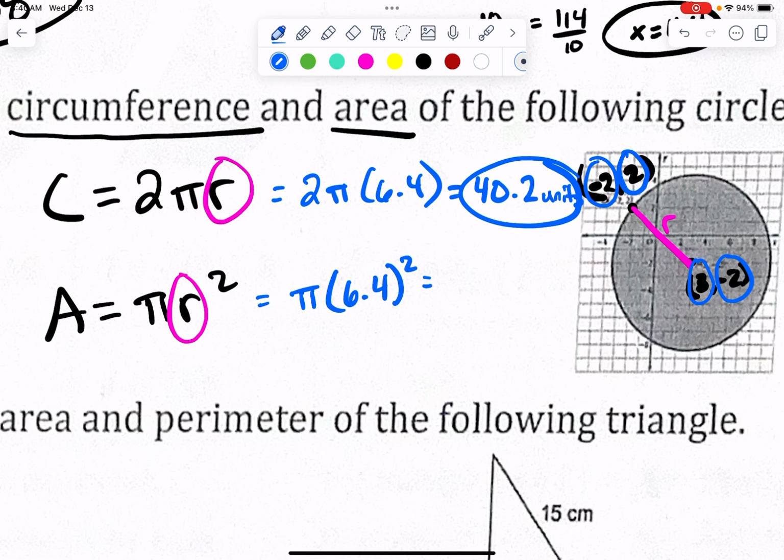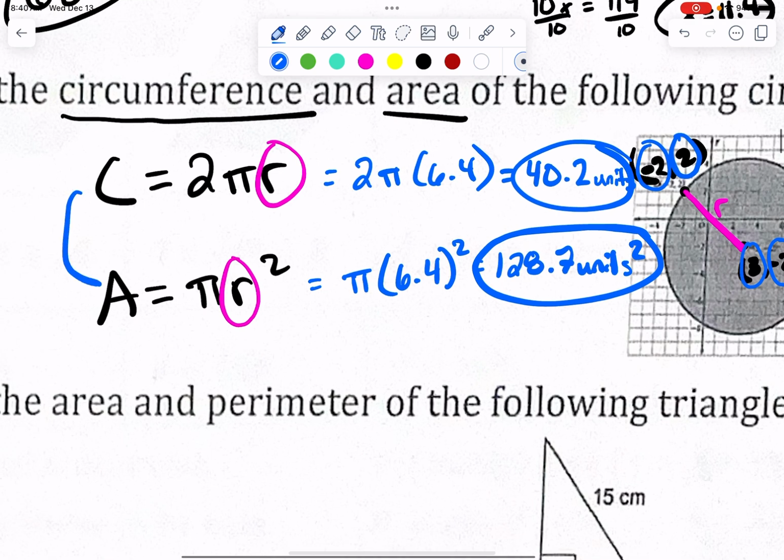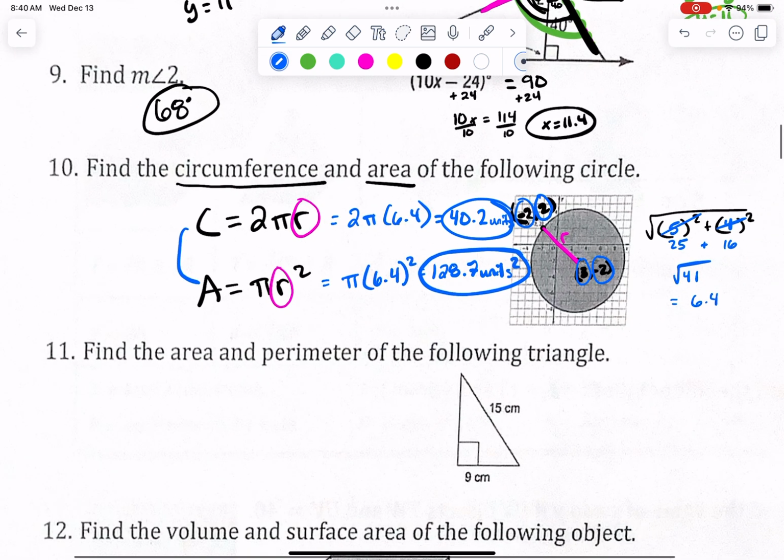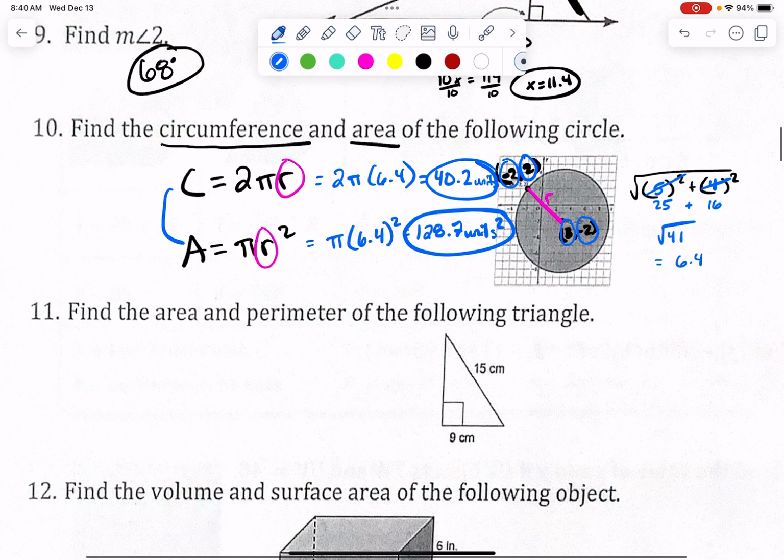6.4 squared times pi is 128.7. This is in units squared because it's area. On the test, I won't ask you both, okay? But I wanted to ask you both here just so that you are prepared for those, okay?